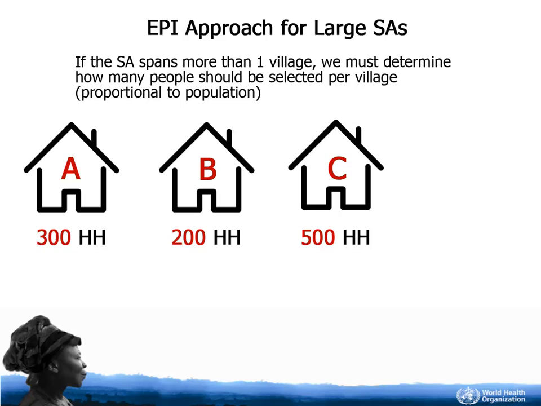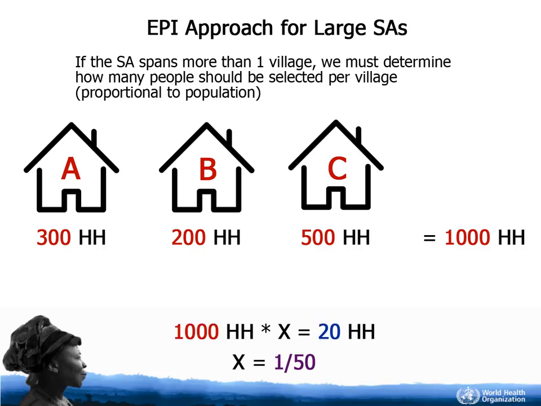Let's say we need 20 households spread across 3 villages. Village A has 300 households, Village B has 200 households, and Village C has 500 households. Altogether, there are 1,000 total households.